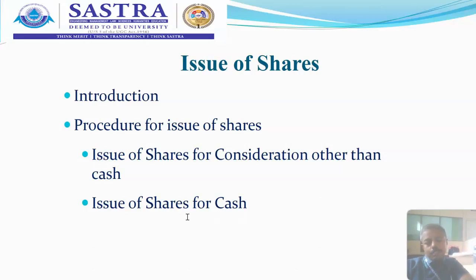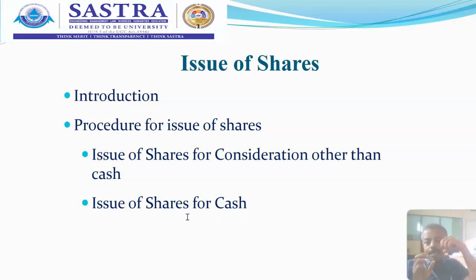At last, when you post the journal entries into the form of ledger, the application account, allotment account, and first and final call account will get balanced. Only two accounts will remain. One is the bank account, the other one is the share capital account, which we have balanced. One is on the liability side and the other one is on the asset side.